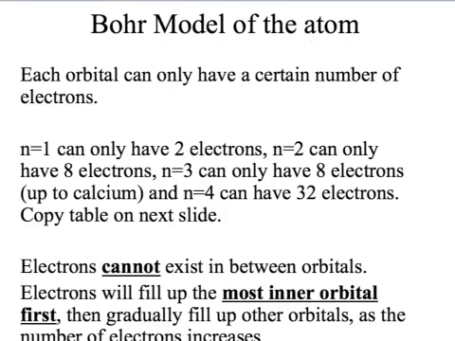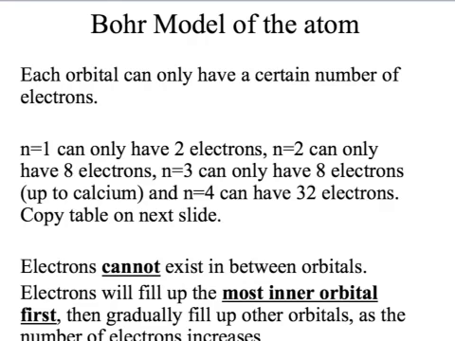So each orbital can only have a certain number of electrons. N1, so the first shell, can only have 2 electrons. N2 can only have 8 electrons. N3 can only have 8 electrons, up until calcium, and N4 can have 32 electrons. So I want you to copy down the table in the next slide into your books, because I think it's really important, and it'll really clarify this.